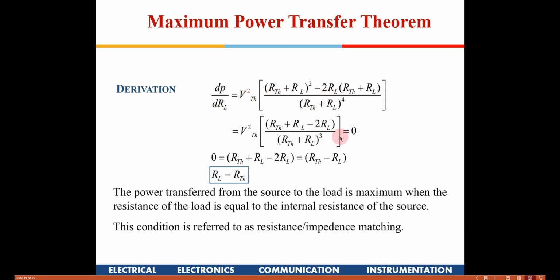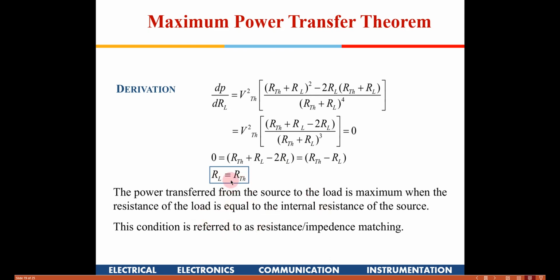So you just differentiate it, and we have learnt from our mathematics class that to find the maximum and minimum point, we generally equate it to 0. So we put it to 0, and we get the value of RL equal to RTH. So this is the simple derivation to prove that when RL is equal to RTH, that is the instance where we get the maximum power from the source.